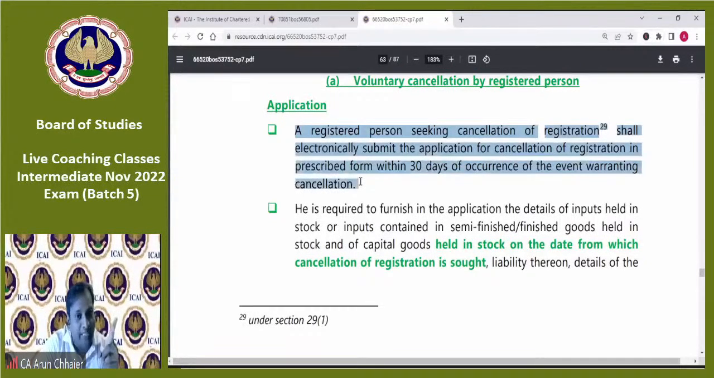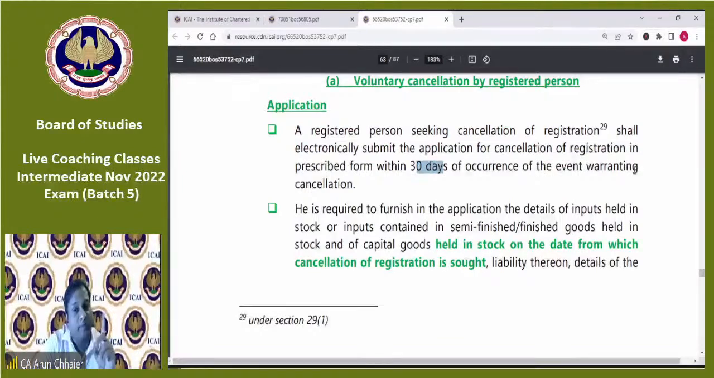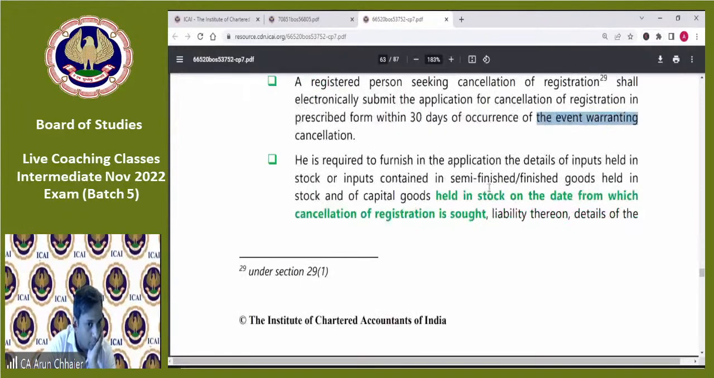So the online application has to be made within 30 days for cancellation, and the 30 days start from the occurrence of the event warranting the cancellation. Clear?